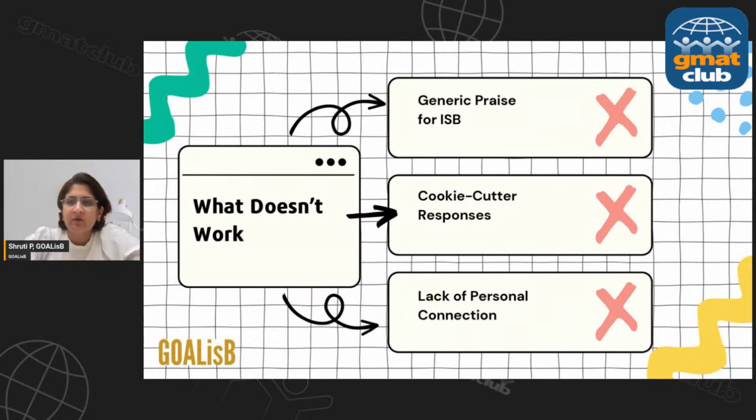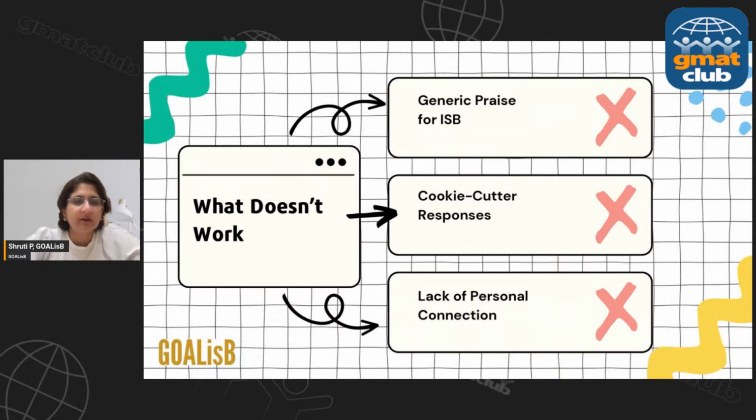Anish, how does applying in round three affect the chances of shortlisting? So this is a very good question. Round two versus round three of the ISB application, or round one versus round two versus round three: what changes? What changes is actually the number of seats which are available.